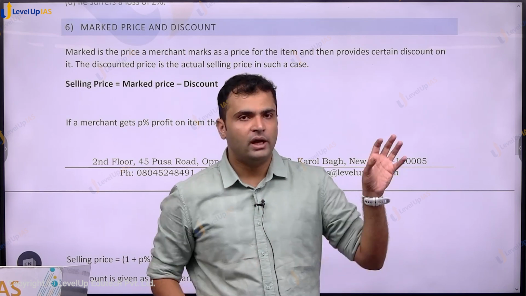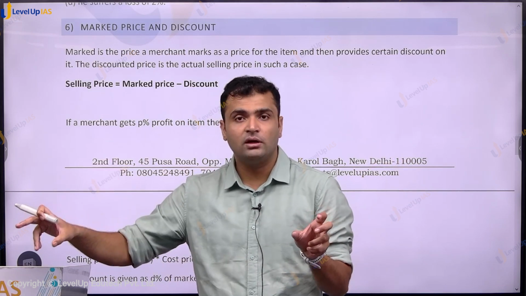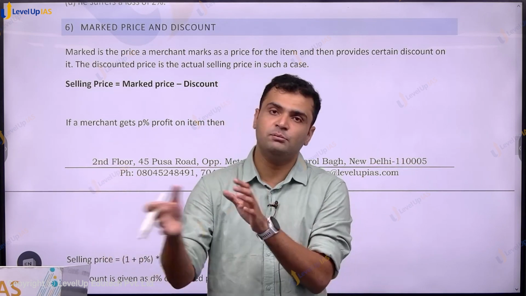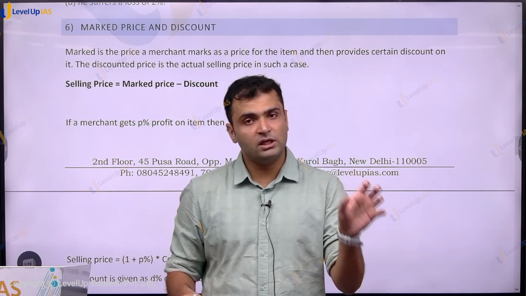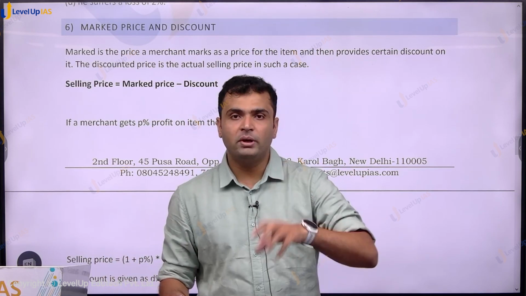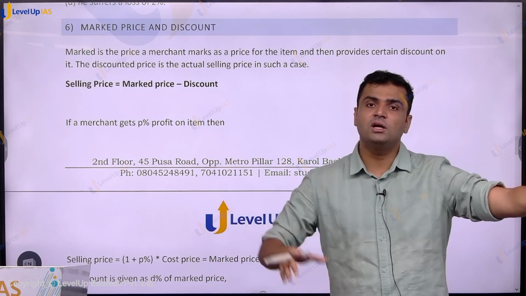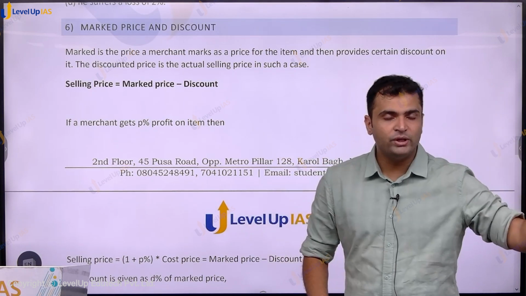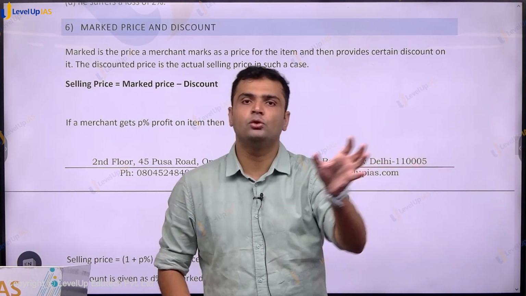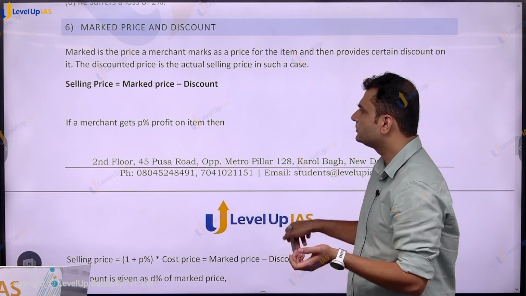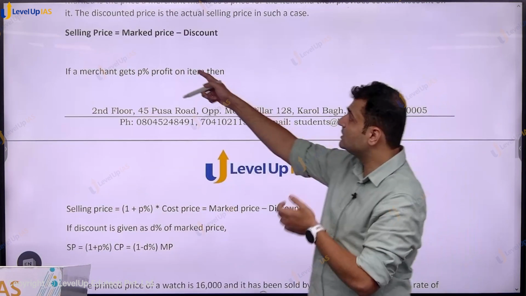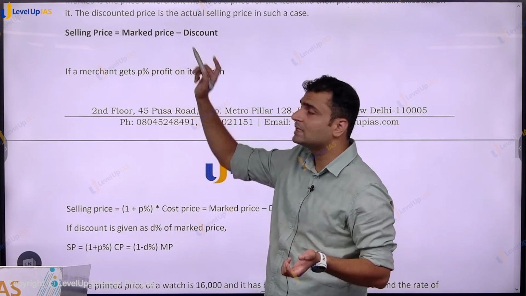Fine. And profit is earned on the difference of selling price and cost price. That is for the shopkeeper, that is the profit, SP minus CP, right? But for you as a consumer, you get discount on marked price, not the selling price. And when you subtract discount from marked price, you get the selling price. Fine. Selling price is marked price or MRP minus discount.